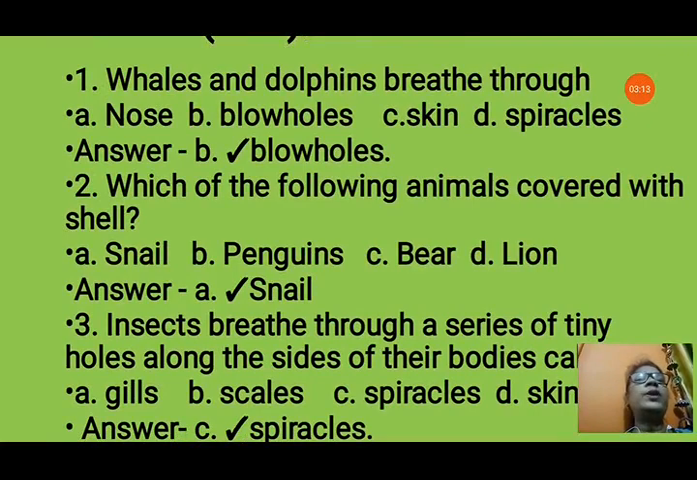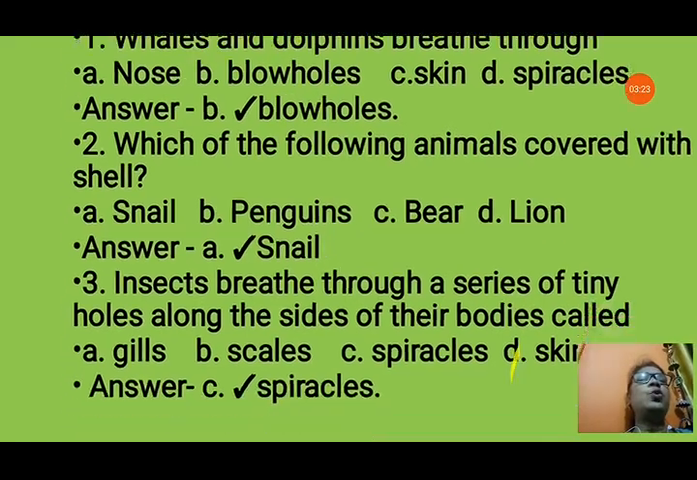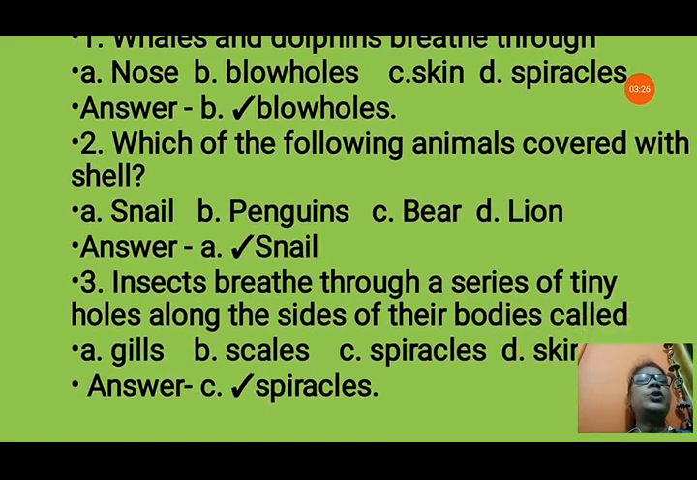We know that whales and dolphins are mammals, and they don't have gills like fish to breathe in water. They have blowholes. From time to time they have to come up from the water, and they take in air through their blowholes. Question number 2, which of the following animals is covered with a shell? A, snail, B, penguin, C, bear, and D, lion. The answer is A, snail. A snail's body is covered with a shell that protects them from their enemies. They hide their body inside the shell when they feel any danger.